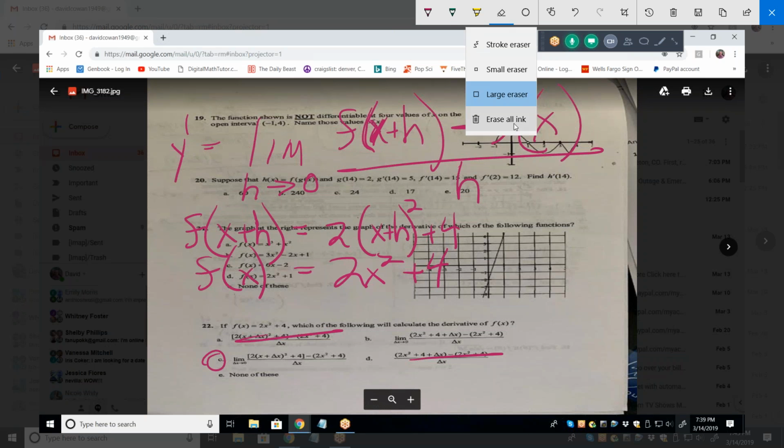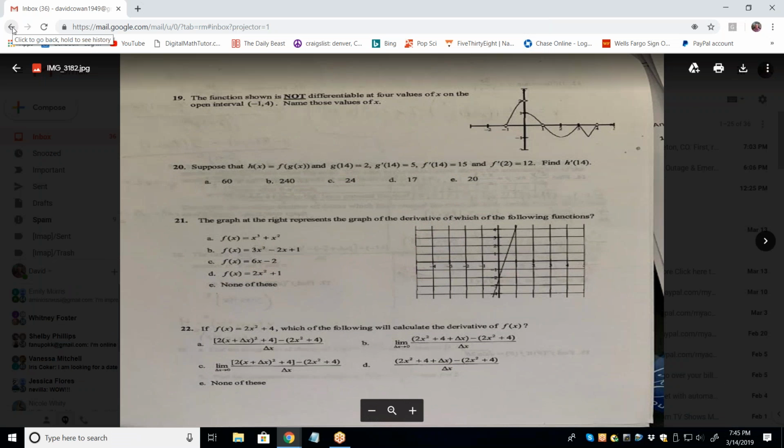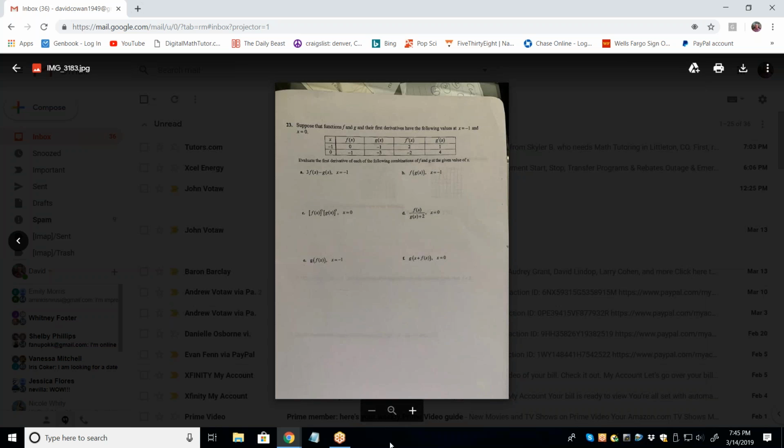Is that the last problem on this page? I think so. Yeah, it is. Okay. Yeah, this is the next one, okay.